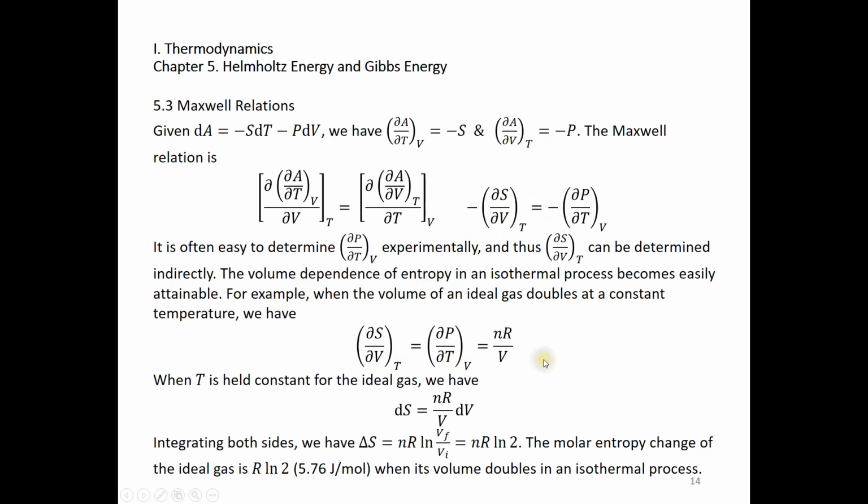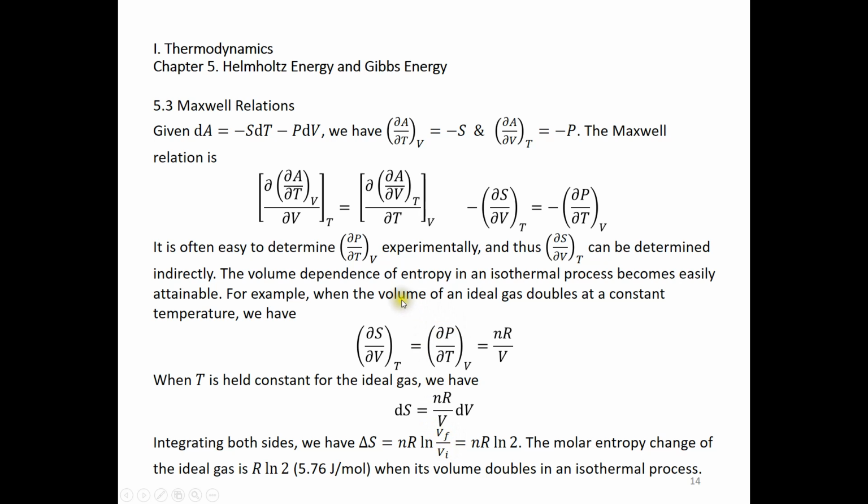Here's some mathematical derivation. If you have an ideal gas, delta P over delta T is just nR over V, because pressure is just nRT over V. And when temperature is held constant for this ideal gas, we have just dS over dV is nR over V. So dS is nR over V times dV. We have only one variable on the left hand side, only one variable on the right hand side. You can just integrate both sides, and then delta S is equal to nR times the natural logarithm of V final divided by V initial.